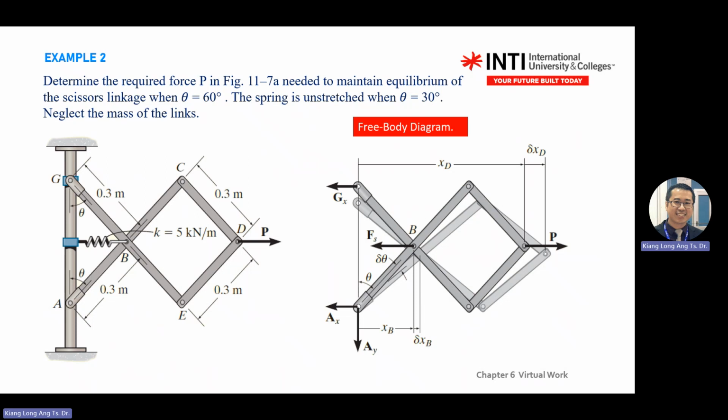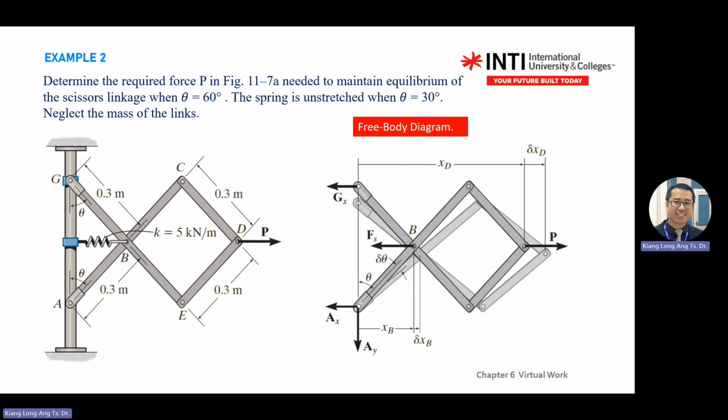So what force will do work? Ax, Ay do not do work. Gx, although Gx moves down, why does Gx not do work? What is the definition of work? Force must go parallel with the distance. If force goes perpendicular, it is 0, no work done. So Gx moves perpendicular now, so no work is done by Gx. Although Gx is moving, it's moving perpendicular, so no work is done by Gx.